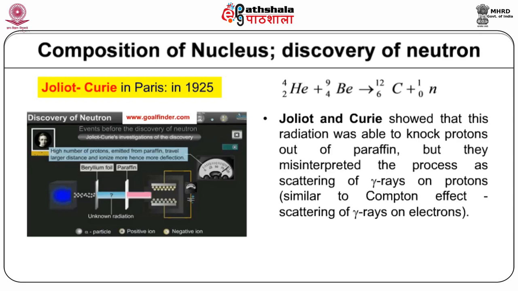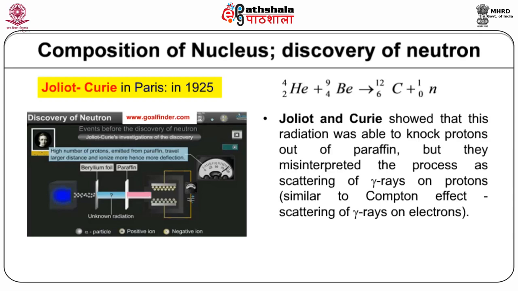On the basis of what they collected in the detector, they concluded something. Joliot and Curie showed that this radiation, which is emitted out of the reaction of alpha particle with beryllium, was able to knock protons out of paraffin, but they misinterpreted the process as scattering of gamma rays on protons, similar to the Compton effect, scattering of gamma rays on electrons, because the Compton effect was discovered much before the discovery of neutrons.